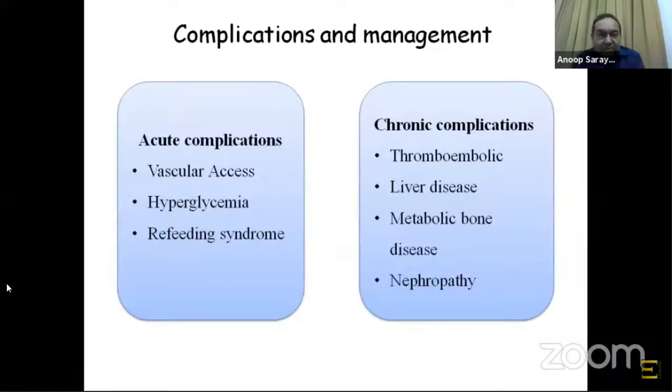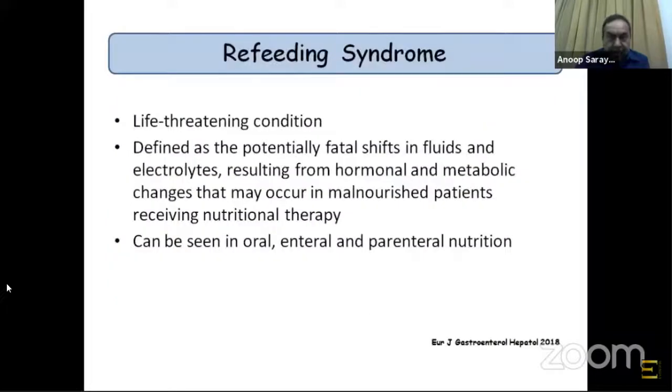There are certain acute complications, especially when accessing the vessel. There may be hyperglycemia and refeeding syndrome. So I will try to confine myself only to these complications, but there are thromboembolic complications, liver disease also, metabolic bone disease, and nephropathy. Refeeding syndrome is a life-threatening condition defined as a potentially fatal shift in fluid and electrolytes resulting from hormonal and metabolic changes that may occur in malnourished patients receiving nutritional therapy.